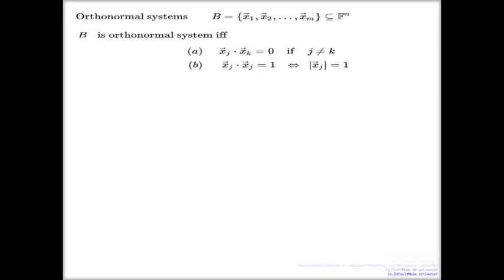Sometimes people replace the B requirement with a weaker requirement, which I call B dash on my slide. If you replace the B requirement with the B dash requirement, so you require just the length to be non-zero rather than 1, it's a weaker requirement. In that case, the system is called an orthogonal system rather than an orthonormal system. So you drop the part normal from the name because it's no longer normal.